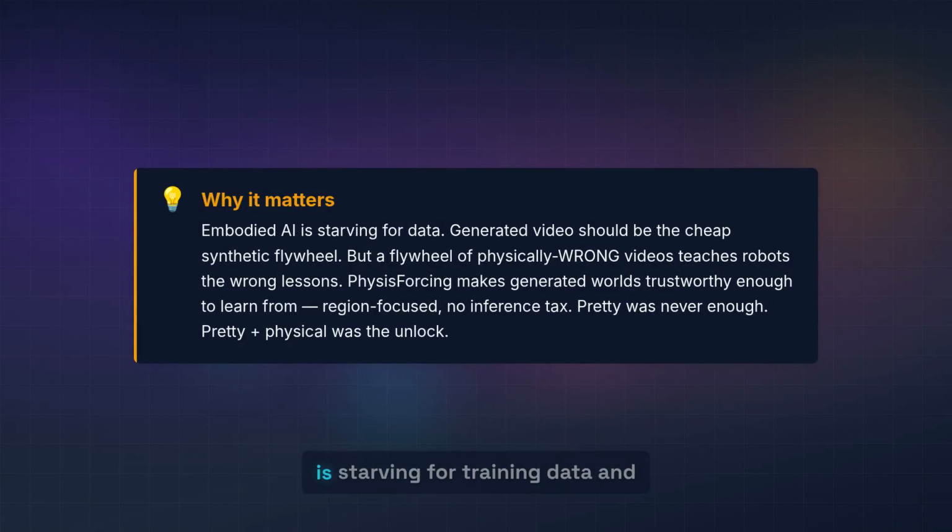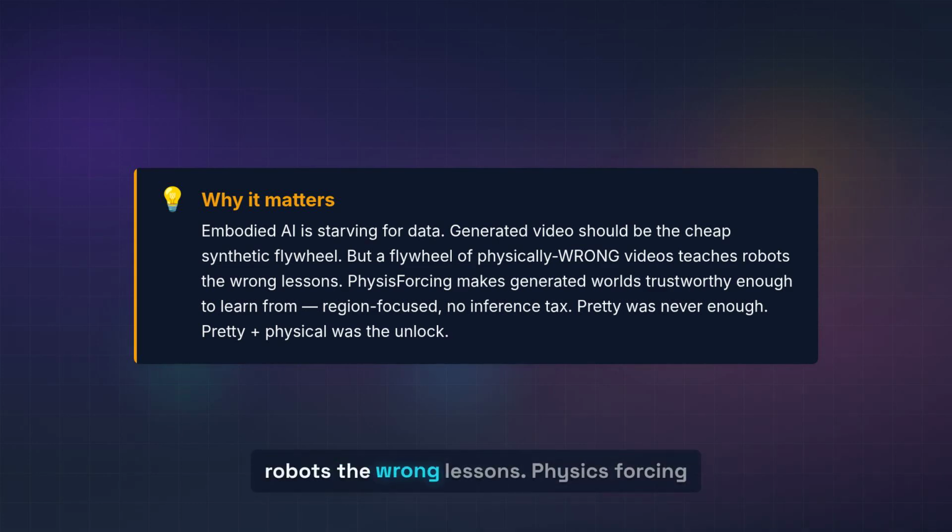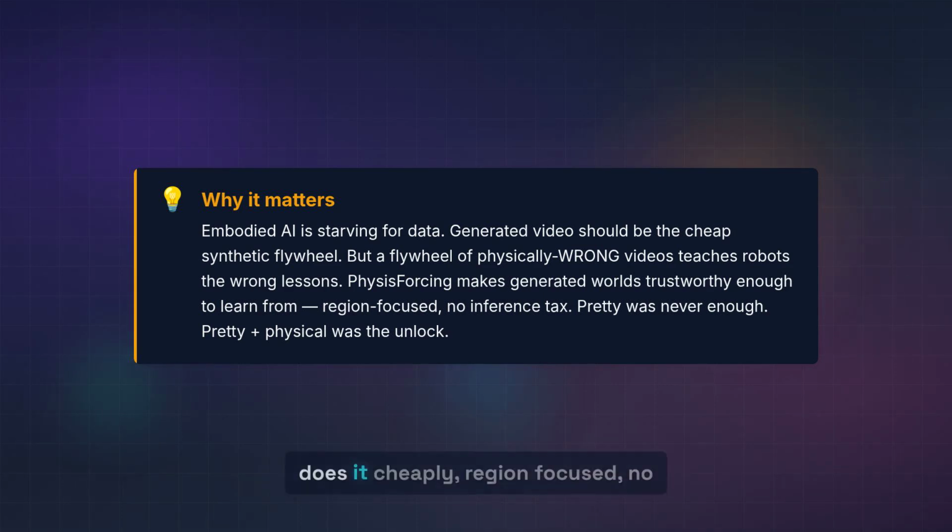Because embodied AI is starving for training data, and generated video is supposed to be the cheap synthetic flywheel. But a flywheel of physically wrong videos teaches robots the wrong lessons. Physisforcing makes generated worlds trustworthy enough to learn from, and it does it cheaply, region-focused, no inference tax. Pretty frames were never enough. Pretty plus physical was the unlock.